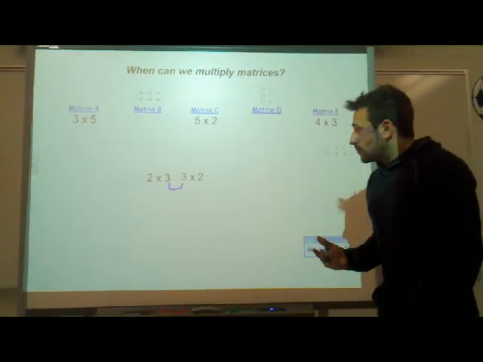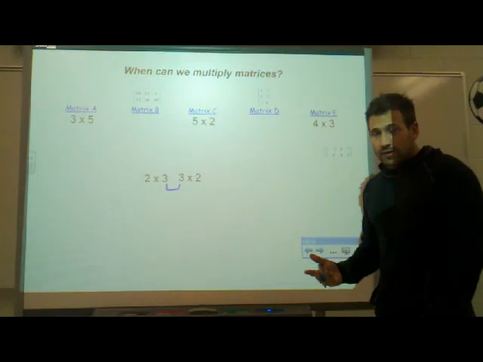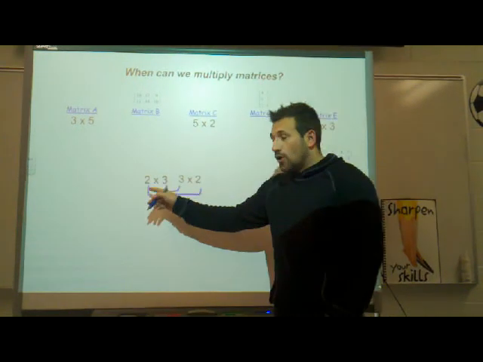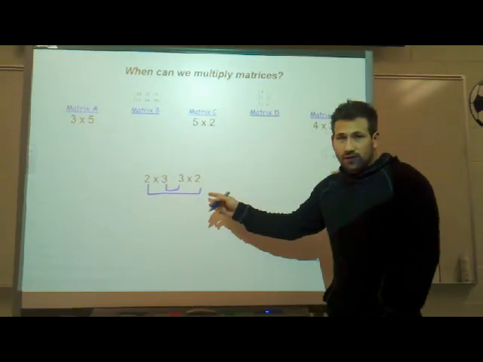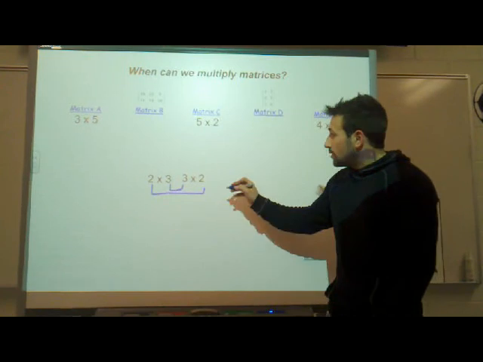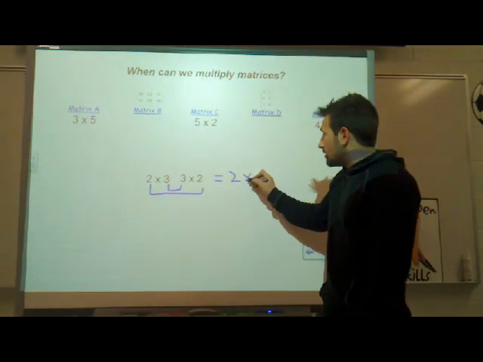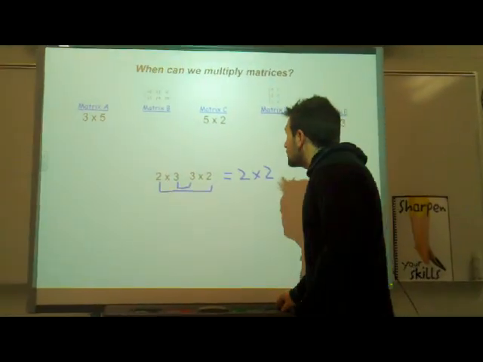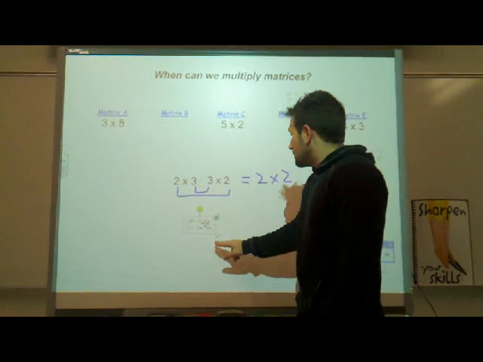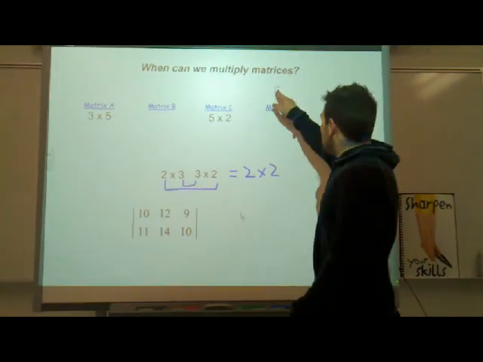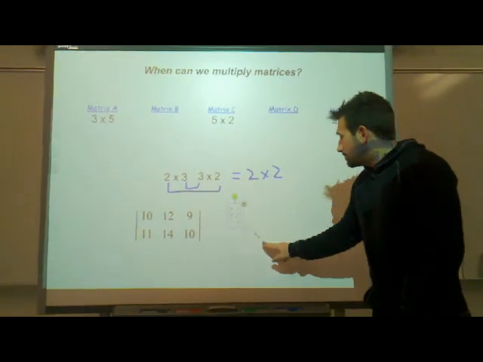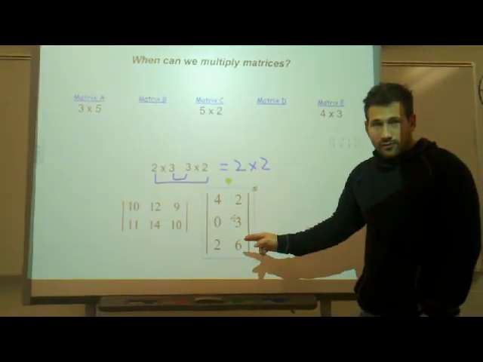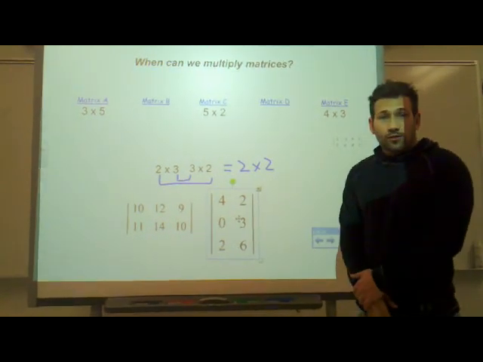Now, we can also determine what size our answer matrix will be. Well, that's determined by the outside numbers, the rows in the first matrix and the columns in the second matrix. So here we have a 2 by 2 answer matrix. Now, let's look at an example. Let's pull matrix B down, and let's pull matrix D down. Here we have a 2 by 3 times a 3 by 2. So now we're going to learn how to multiply them on our calculator.